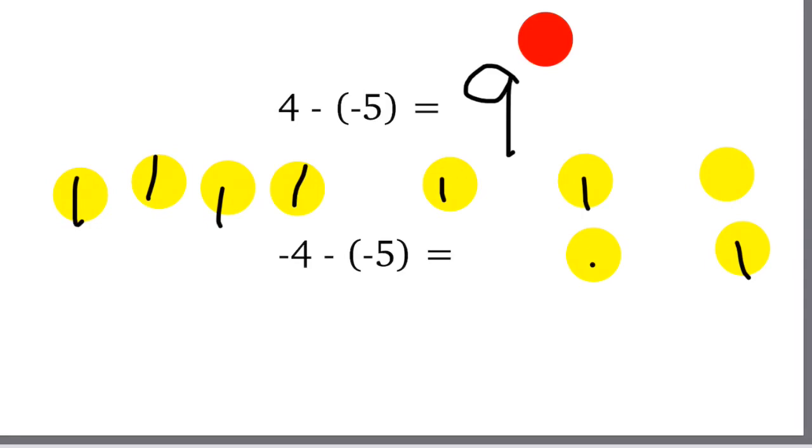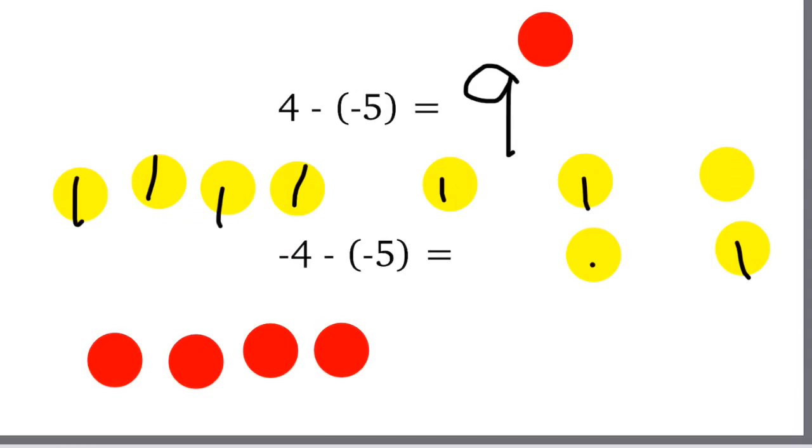This time, I'm starting with -4. So I'm going to take 4 negative counters and put it on my workspace. I am taking away 5 counters, 5. I am taking away 5 negative counters, but I only have 4 negative counters. So I have to make 1 zero pair so that I have an extra negative to take away.